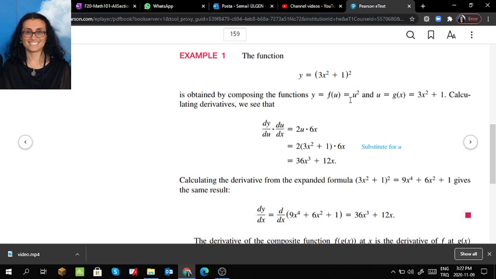we can let f be u squared, and g is the inside function. So this is f composed g. We usually call g the inside function. So there's an inside function, there's an outside function u squared, and we compose them and we get this y, (3x squared plus 1) squared, okay?